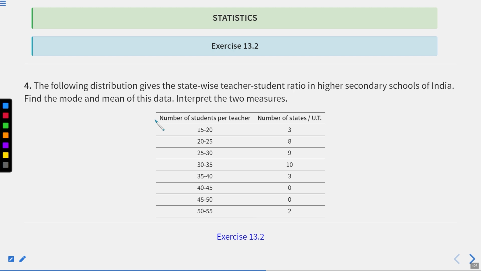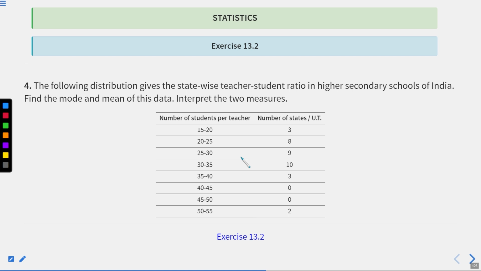In the next problem, we have the following distribution giving the state-wise teacher-student ratio in higher secondary schools of India. Find the mode and mean of this data, and interpret the two measures. The number of students per teacher is given in classes, and the number of states or UTs is given here.